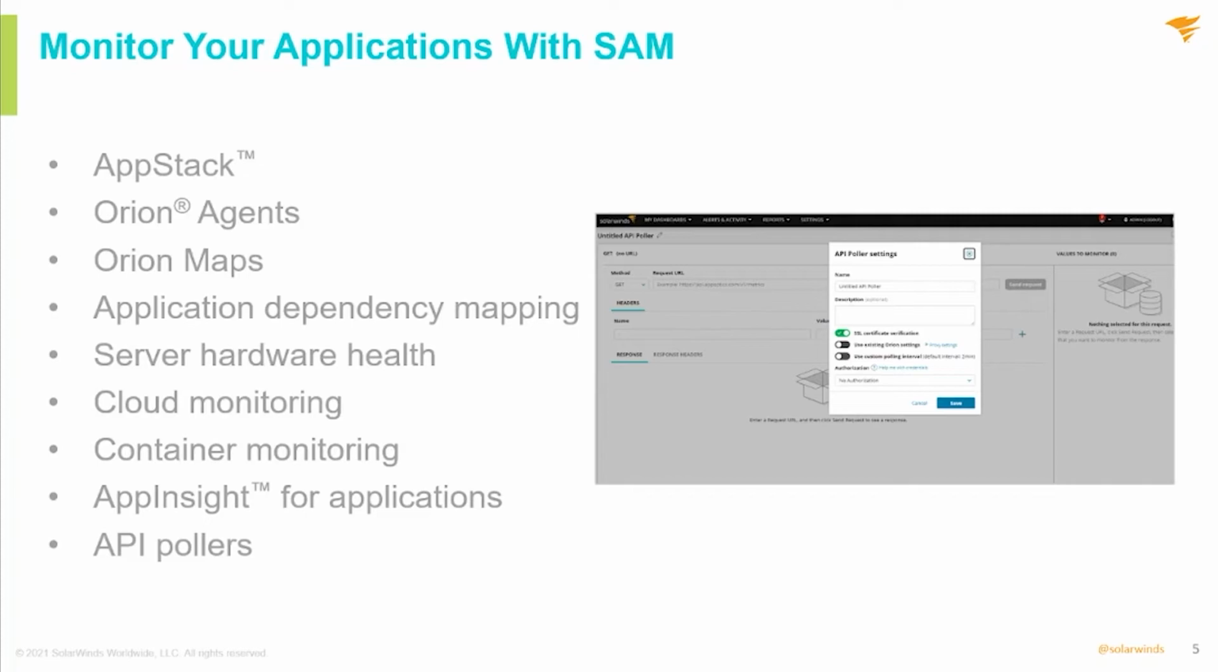Here are a few scenarios in which you could use an API Poller. When extracting data from non-traditional WMI or SNMP-based applications such as SaaS, or Software as a Service apps, or public cloud services. If a SAM application monitor template doesn't include a metric you need to add, then you can use an API Poller to monitor that particular value.